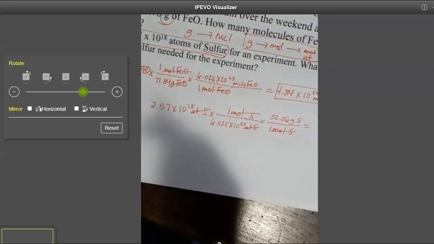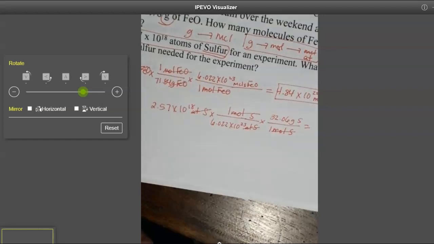Okay, so moles of sulfur cancel out. And now I'm going to multiply everything straight across the top and divide by anything I have on the bottom. Just exactly what we did in chapter 2. So 2.57 times 10 to the 18th times 32.06 divided by 6.022 times 10 to the 23rd. Again, I'm going to want 3 sig figs, so my answer is going to be 0.000137 grams of sulfur. Not even 1 full gram of sulfur.